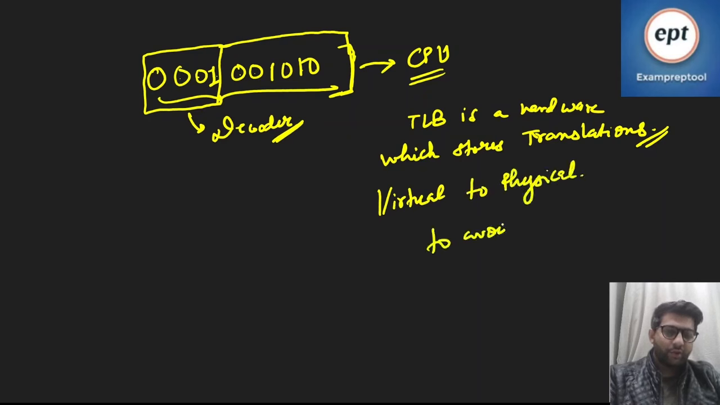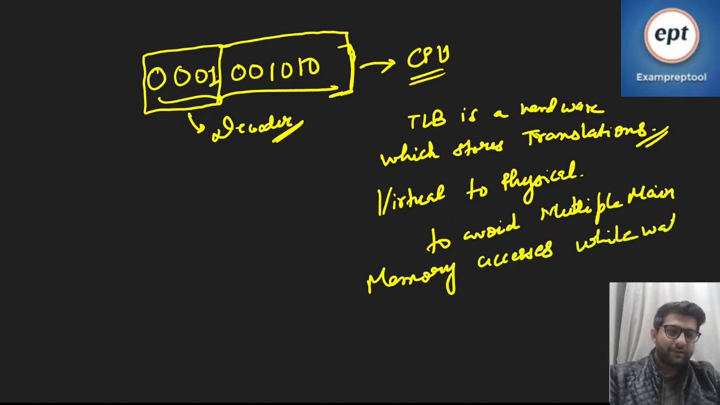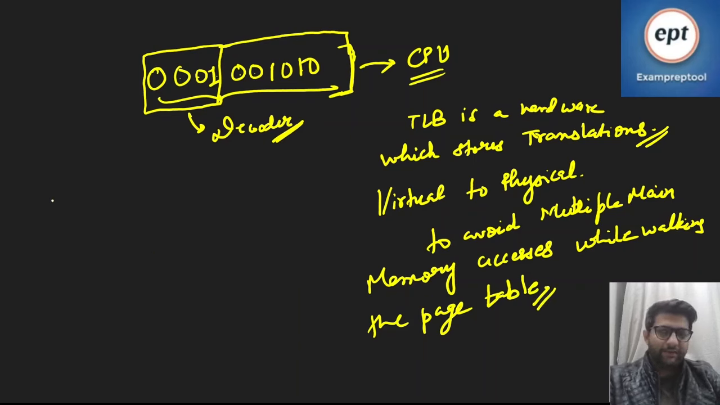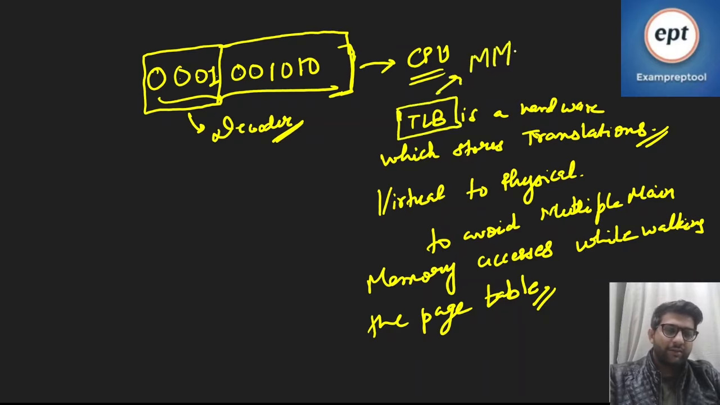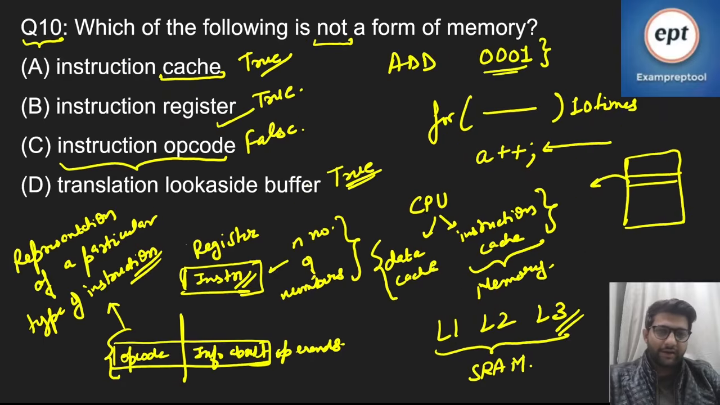to avoid multiple main memory accesses while walking the page table. If we have multi-level paging, then we need to access the memory multiple times, and to avoid that, we cache these address translations in a TLB. So this is also hardware in the memory management unit. You should know these concepts at your fingertips: what is instruction cache, what is instruction register, what is opcode, what is TLB. So here the answer will be option C.